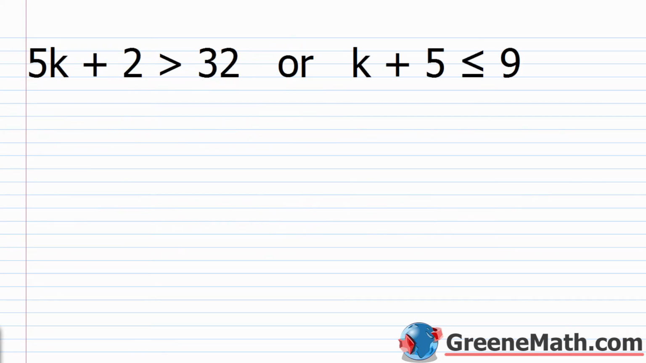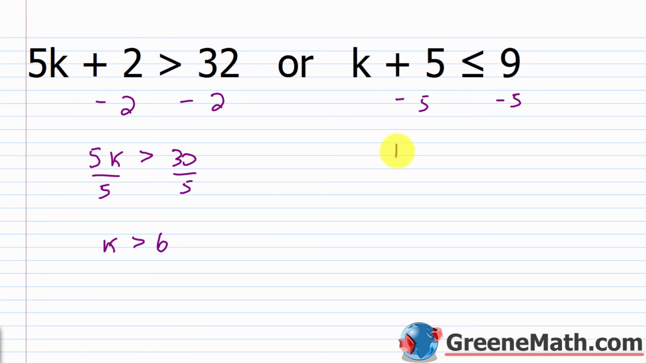All right, so let's look at the first problem. We have 5k plus 2 is greater than 32, or k plus 5 is less than or equal to 9. So I want to subtract 2 away from each side over here. I'll have 5k is greater than 30. I'll divide each side by 5, and I'll get k is greater than 6. So then we have OR. So we have this one over here. Subtract 5 away from each side. I'll have k is less than or equal to 4.